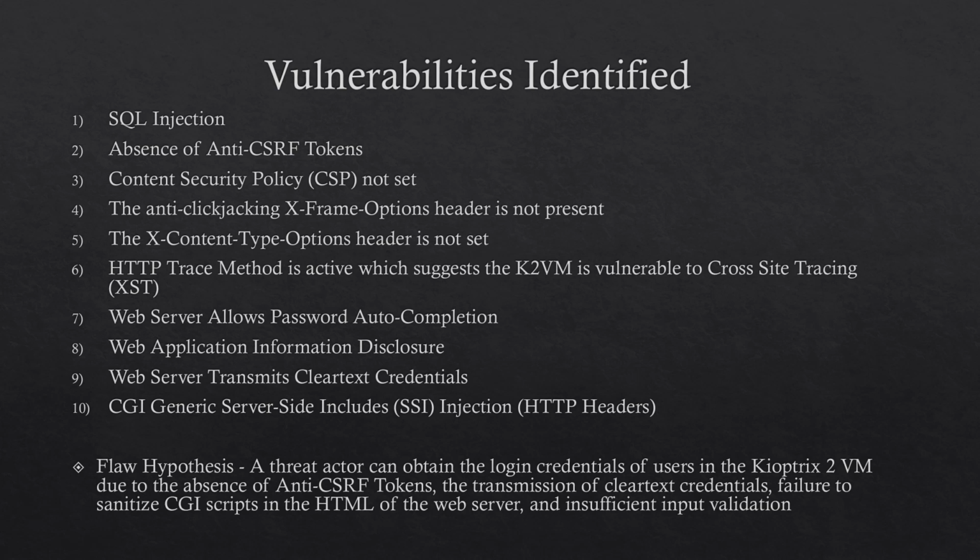The web server transmits clear text credentials, meaning the web page of the Kioptrix 2 virtual machine, 192.168.33.112/index.php, contains several HTML form fields containing an input of type password. When a user types in their login credentials and submits it, the GET request will show their username and password in clear text, which an attacker can obtain through eavesdropping.